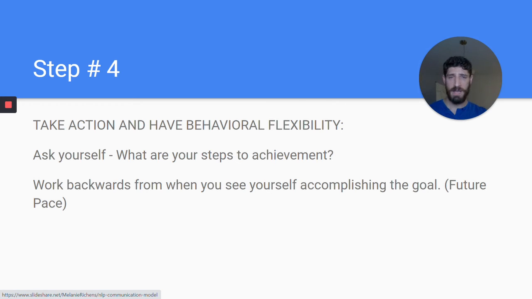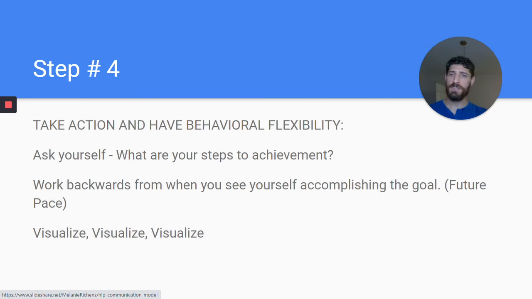We call this future pacing in NLP. It is picturing yourself in that future moment where you have achieved that goal and feeling now what it would feel like if you had it, and then reverse engineering that process, saying, right before I achieved it, what happened right before that? And before that, what happened right before that? And so we start chunking backwards to the present on what that would look like and all the steps necessary when we achieve that goal. Okay, we can do this all in our mind.